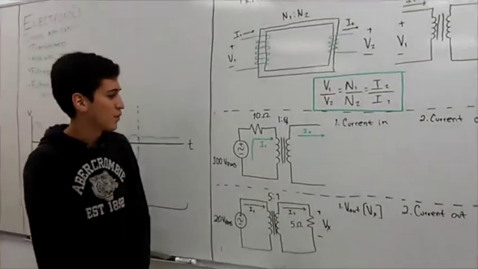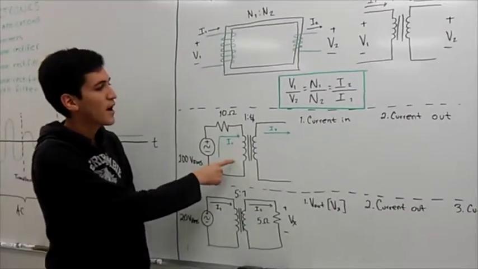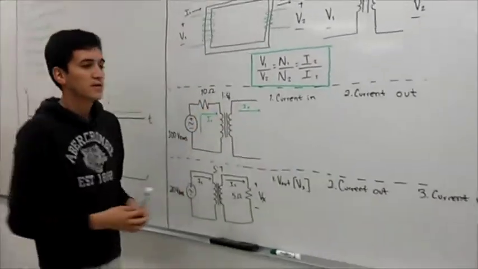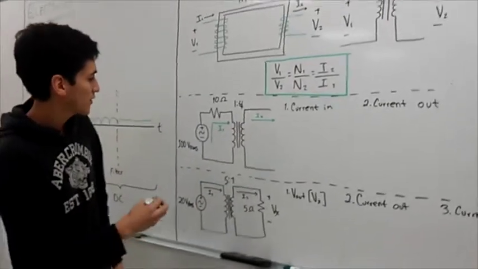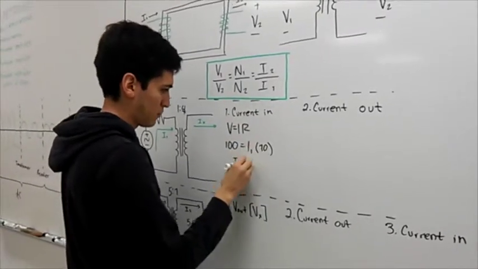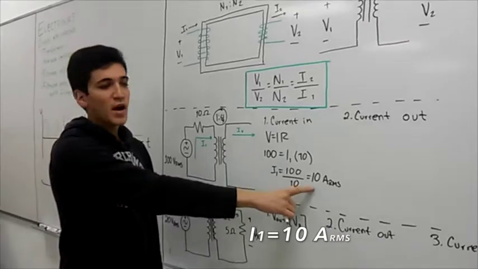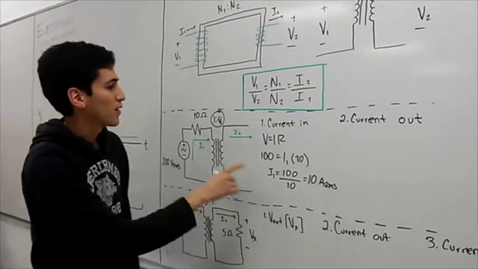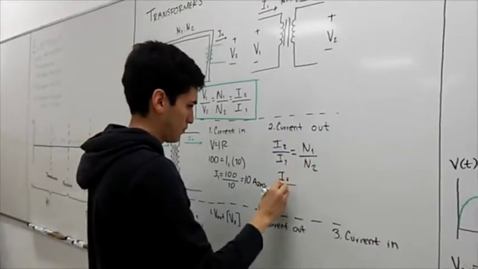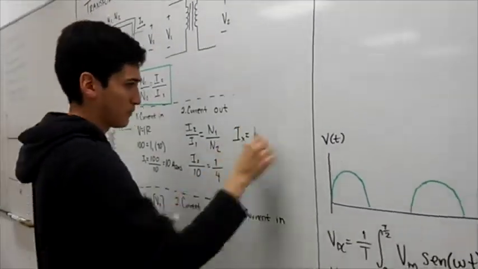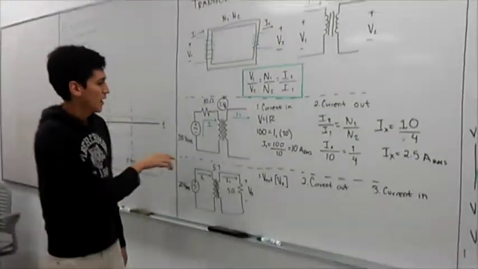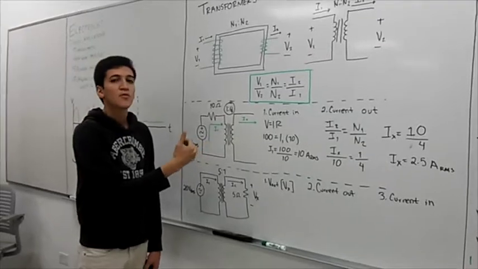So here we have our first example, where we have a voltage source, a resistor, and a transformer, and we want to get the current that is getting out. So we're going to use these formulas. First, we're going to get the current in. For this, we are going to use Ohm's law. Now that we have our current in, we are going to get our current out with our turns ratio. So in this example, we can see that we are getting current in, and with the transformer, the current decreases.